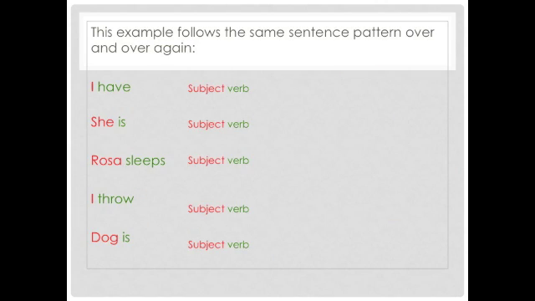So this is the breakdown of all the sentence patterns used in that example. You can see the writer uses subject verb, subject verb, subject verb, subject verb, subject verb over and over again. This is something that you've also done in your own writing.